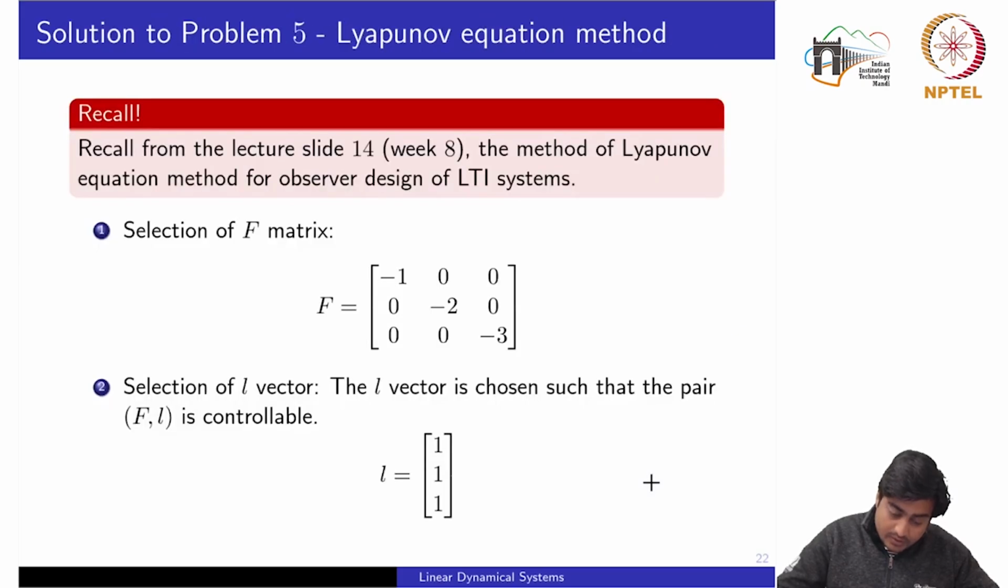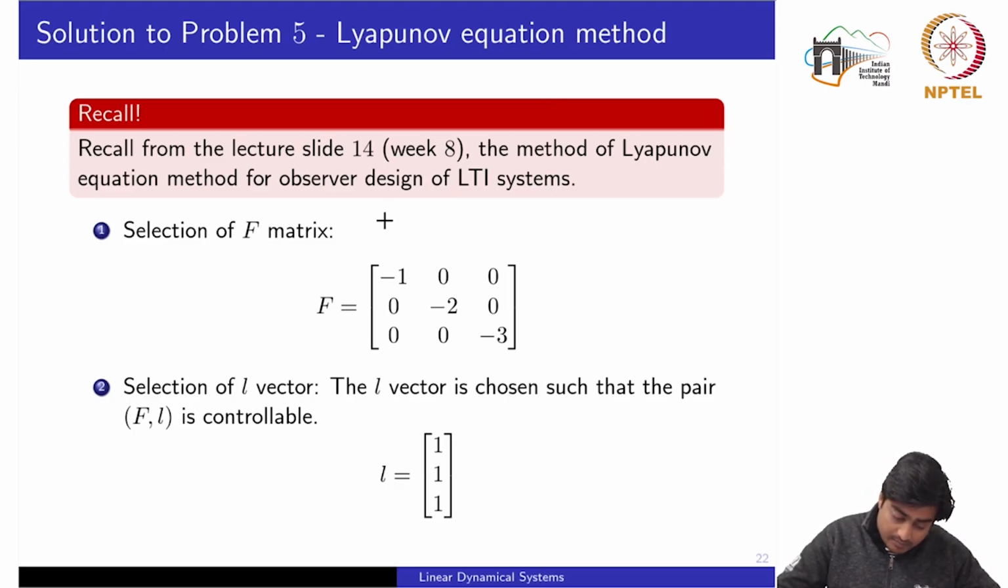In the lectures we had discussed two methods. First is the eigenvalue assignment method, which basically gives you the Luenberger observer. Second is the method based on the Lyapunov equation. Here we will go through the steps of computing the observer matrices by using that method, and finally we will see some simulation results.